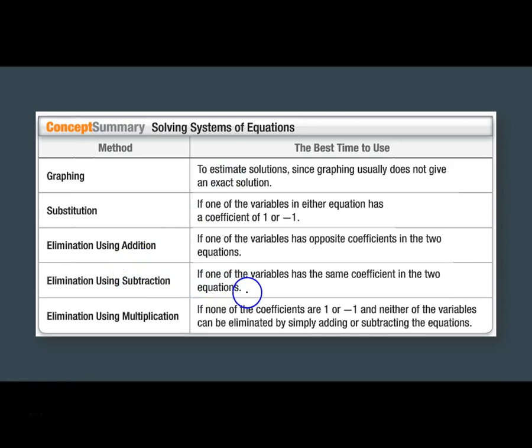Elimination using subtraction. If one of the variables has the same coefficient in the other two equations. Same idea as the first one. Then elimination using multiplication. If none of these coefficients are 1 or -1, and neither one of the variables can be eliminated by adding or subtracting the equations, then this is when we want to use multiplication.